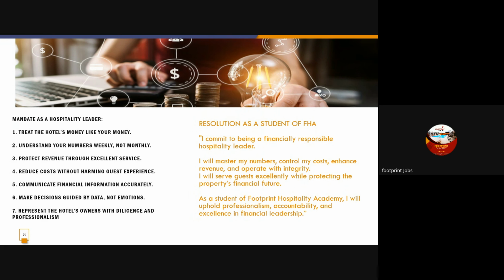I've talked about that. Very important. Communicate financial information accurately. Make decisions guided by data, not emotions. Please take note of that. Decisions guided by data, not emotions. Represent the hotel's owners with diligence and professionalism.